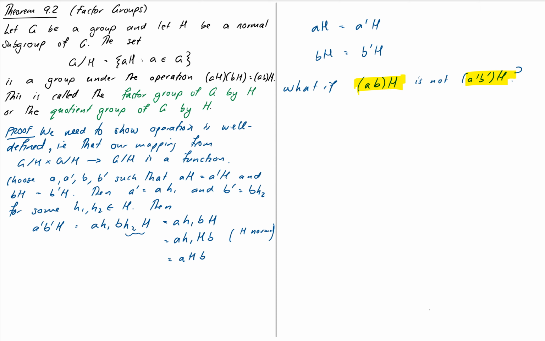And now, again, I'm going to use the normality of it to put the H back on the other side of the B. It's going to be equal to ABH. Okay, hence, our operation is well defined and doesn't depend on the choice of coset representative.